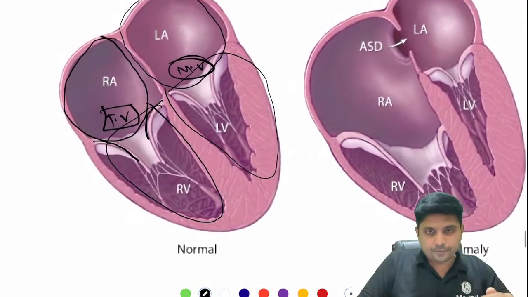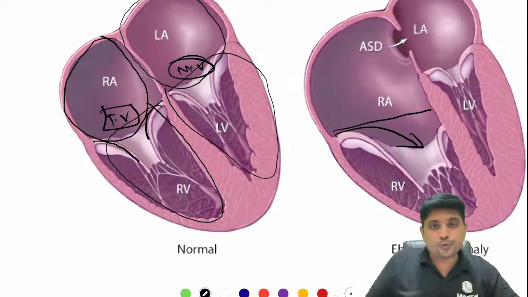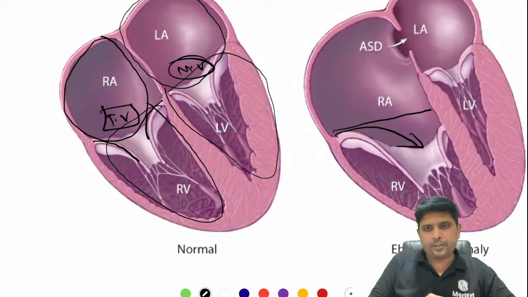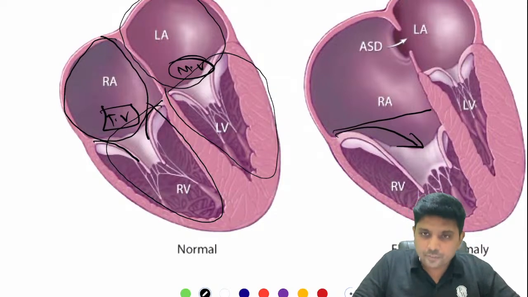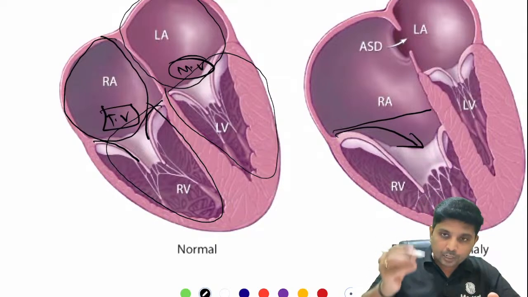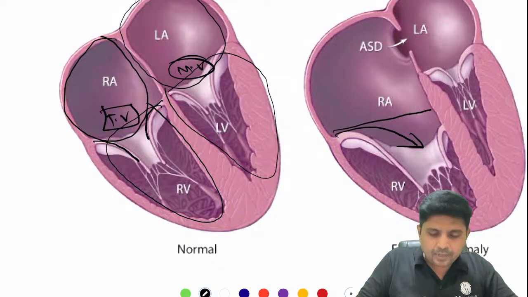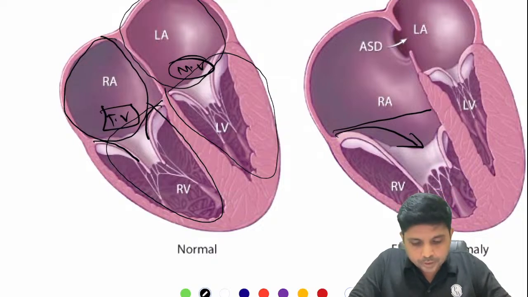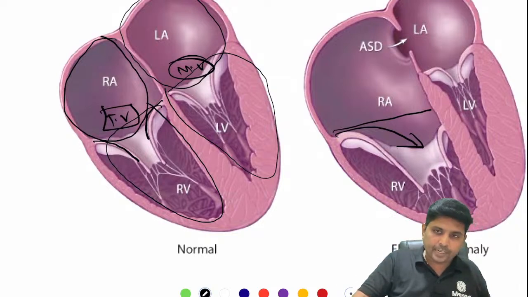What happens in Ebstein's anomaly? There is downward displacement of the tricuspid valve. Instead of being here, it goes here. So the amount of chamber below the level of the tricuspid valve becomes small. The right ventricle becomes small, whereas the right atrium becomes large. Or else I can say some part of the right ventricle becomes atrium.